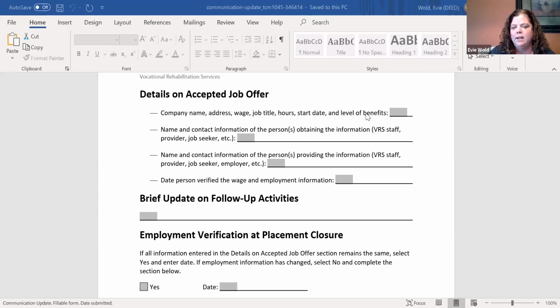One piece that a lot of people are missing is this level of benefits. If you could let us know there the general benefits that go along with a typical employment, such as dental, health, life, those kinds of typical benefits. And if they're not receiving any, that's good, but we need to know that too. So just indicate that.